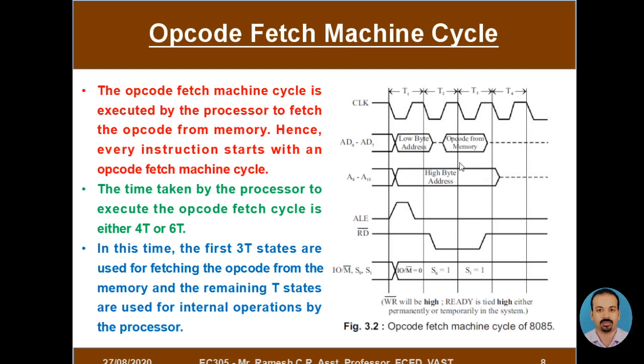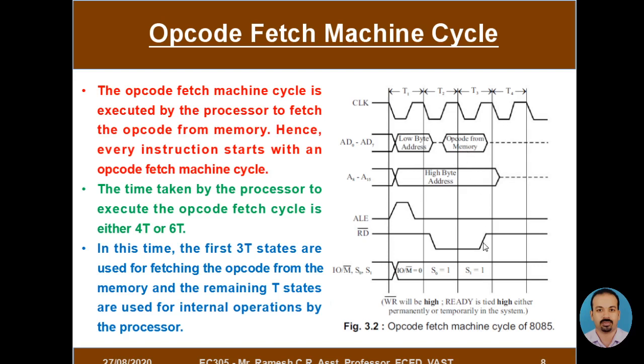Now you can see that up to the end of the third clock cycle, the RD bar will be low, and during this time the opcode which is available in the memory is now available on the AD0 to AD7, and the microprocessor CPU can read this opcode which is available on the data bus. It can pass it to the instruction decoder, and it can perform the decoding operations. So for the instant of time where RD bar is low, you can see that the opcode is there.